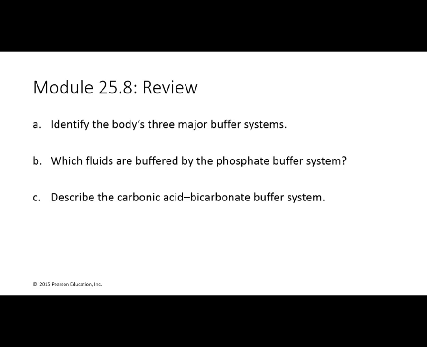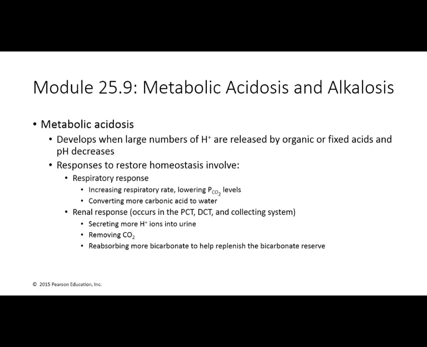So let's put this all into 4 different categories. I'm going to have metabolic acidosis. I'm going to have metabolic alkalosis. I'm going to have respiratory acidosis and respiratory alkalosis. And these will be the 4 different situations that we're going to deal with. Let's start off with metabolic acidosis.